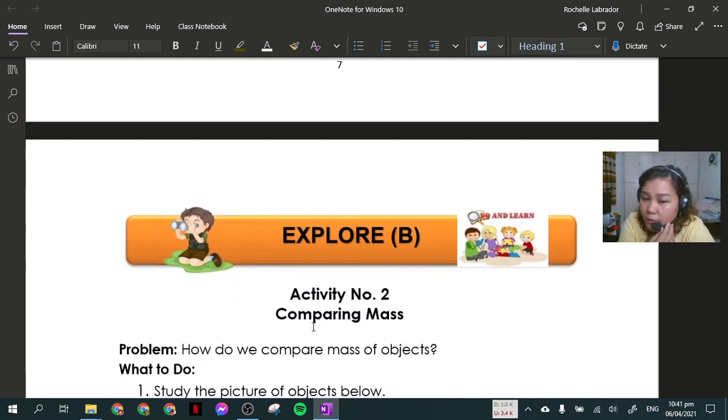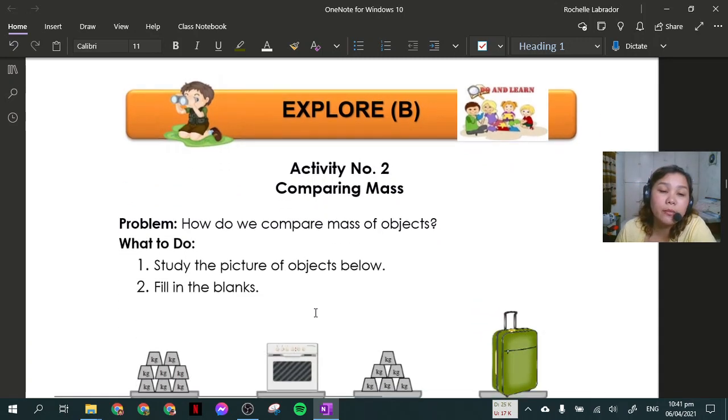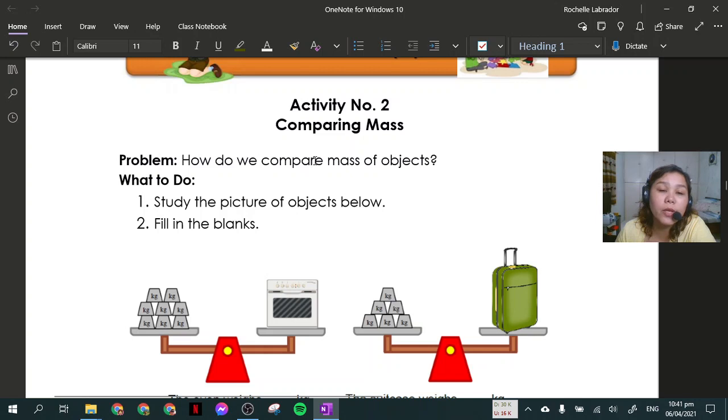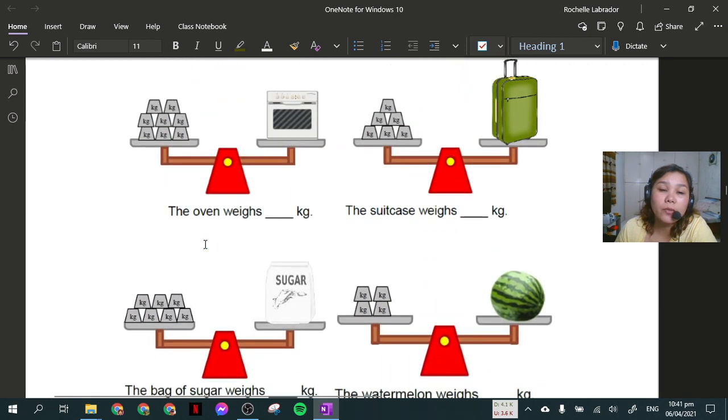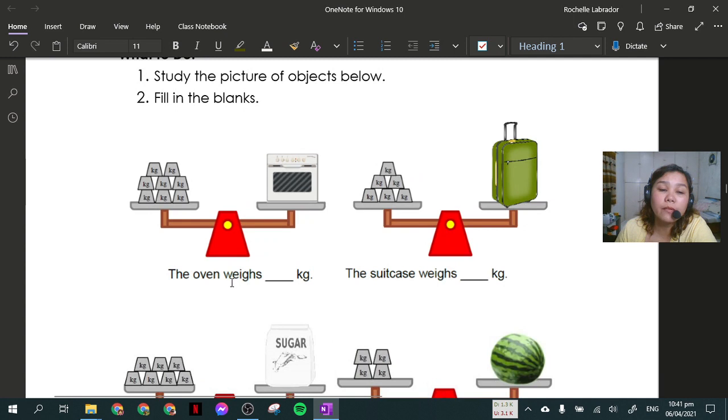Explore B, which is activity number 2, comparing mass. The problem is how do we compare mass of objects? So what to do? Number 1, study the picture of the objects below and then fill in the blanks. So we have here a set of objects. So for the first picture, we have oven. So you have to indicate the number of kilograms based on the picture shown. Okay, the oven weighs blank kilograms.